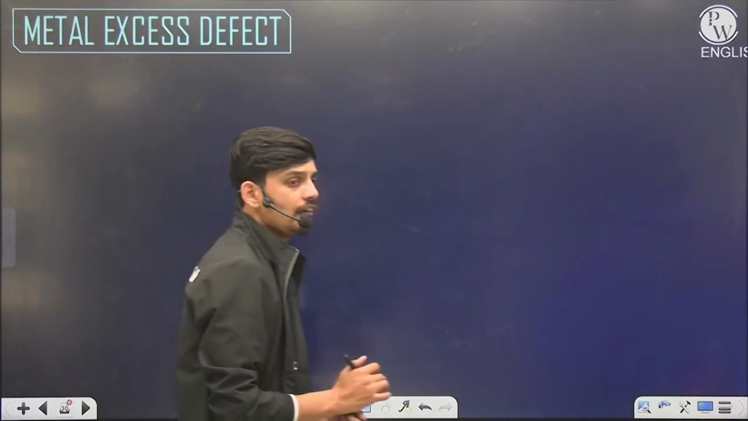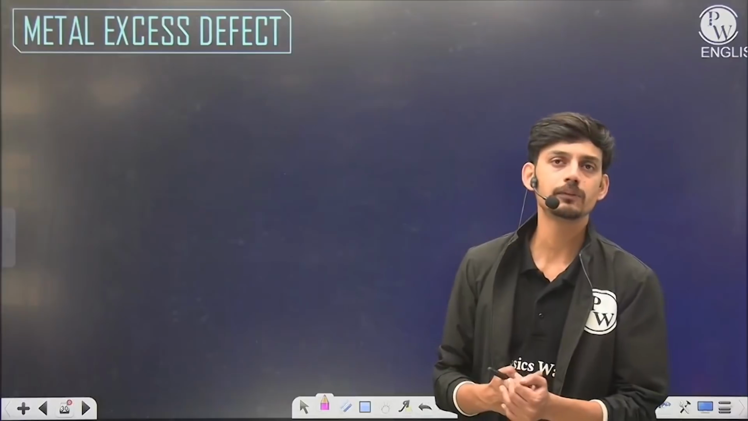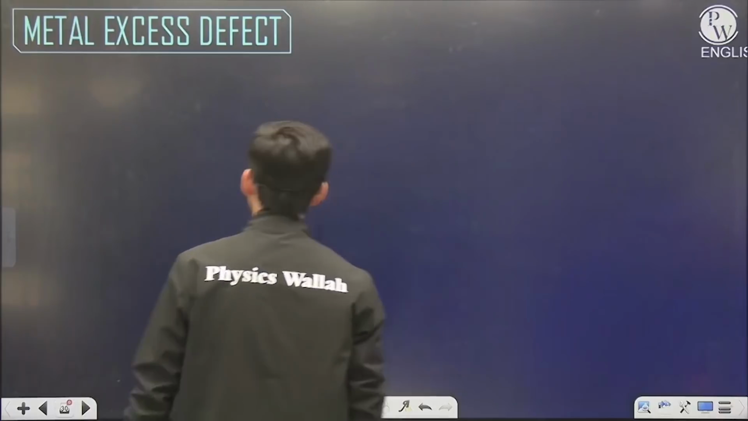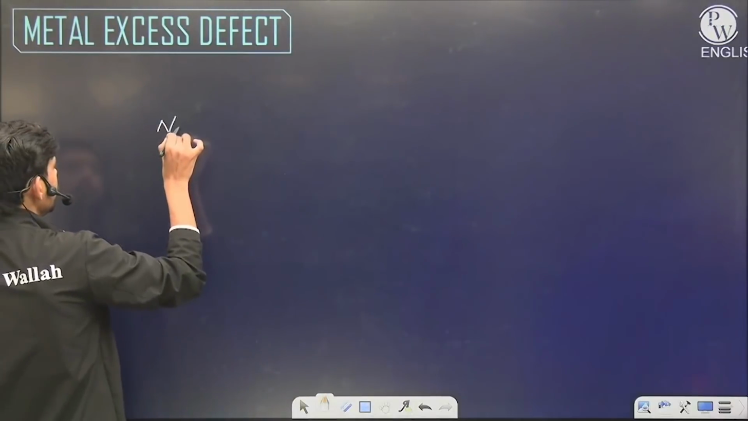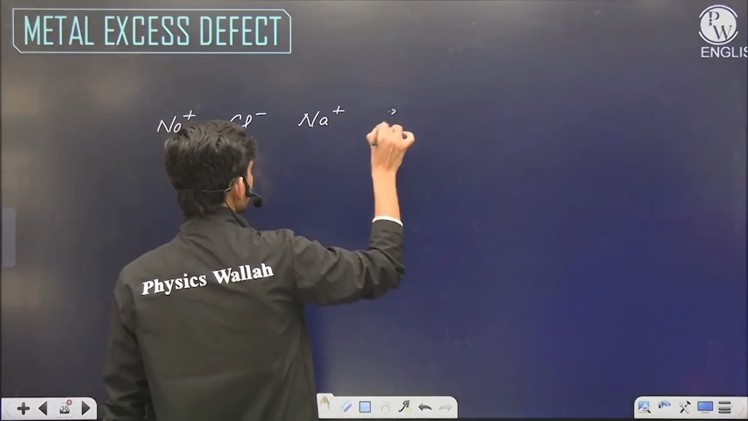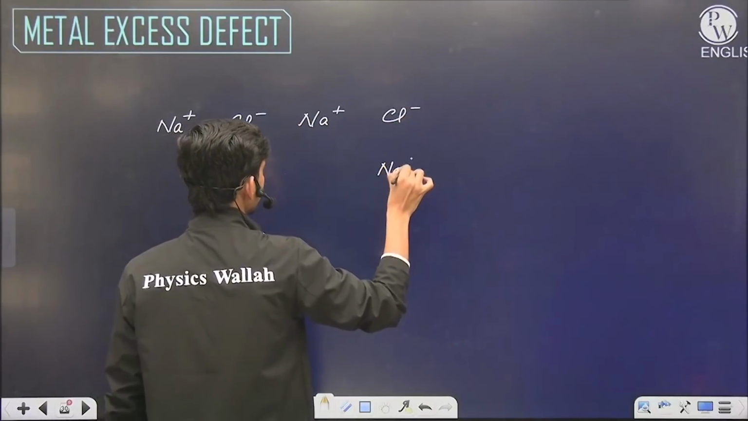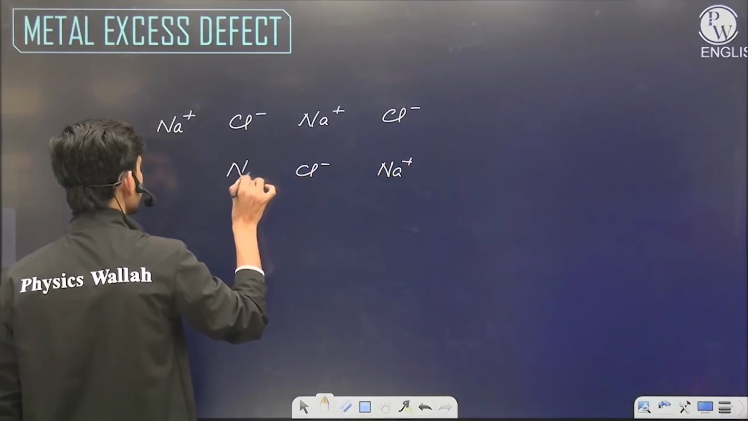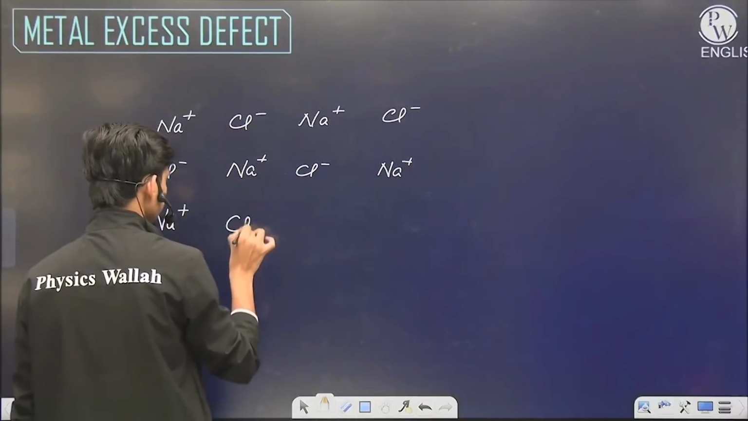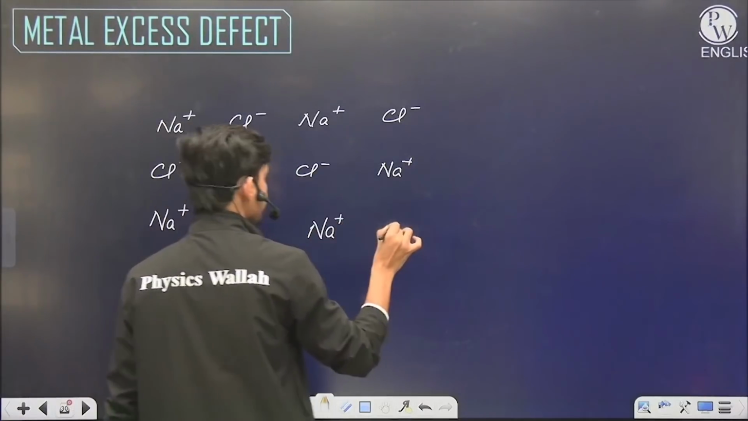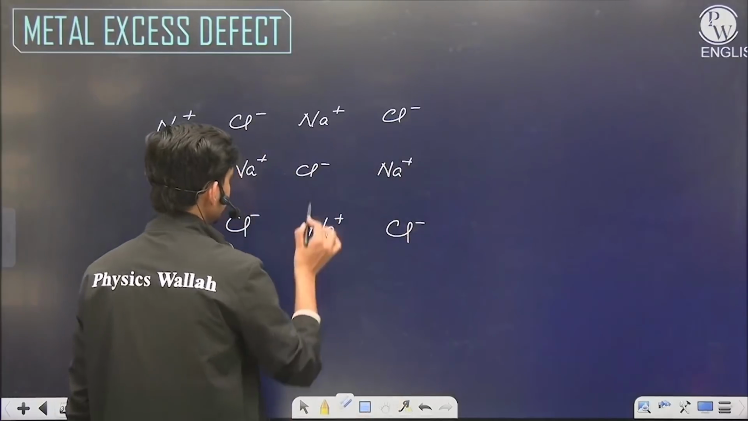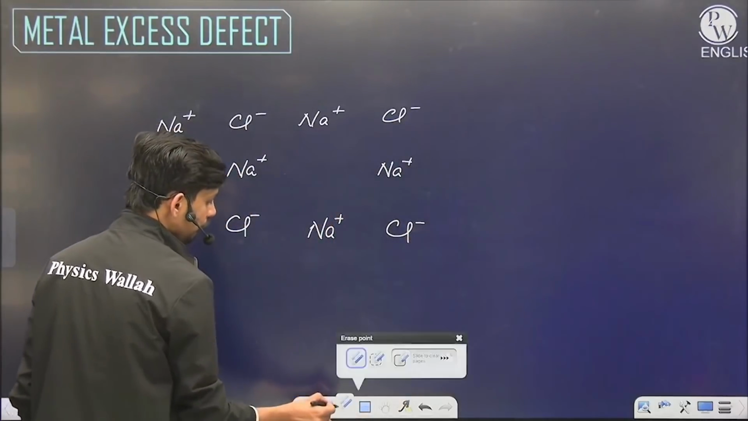Now from here, we are looking at the non-stoichiometric defect. The first defect is metal excess defect. What happens in metal excess defect? Suppose we again have a crystal of NaCl, in which Na and Cl atoms are arranged. And let's say metal excess means 1 Cl ion is moved away.